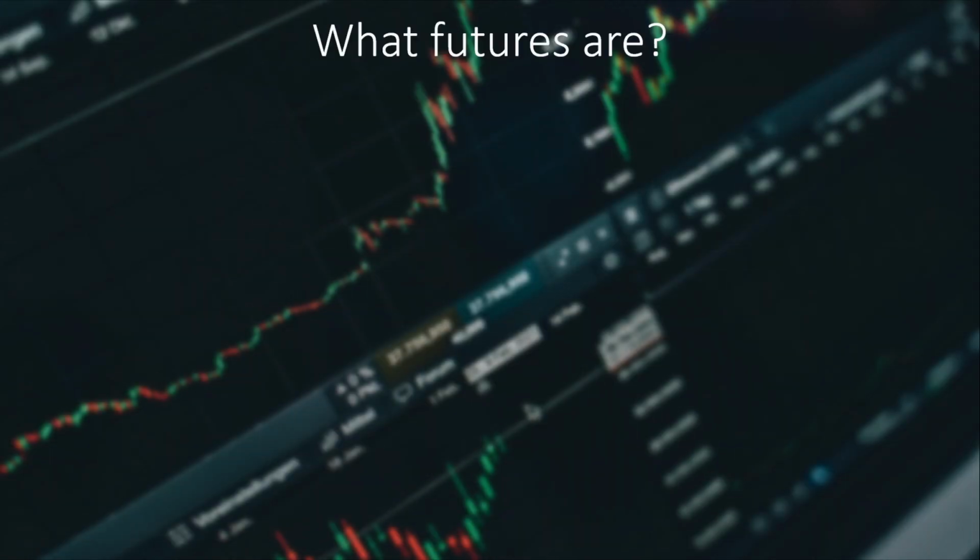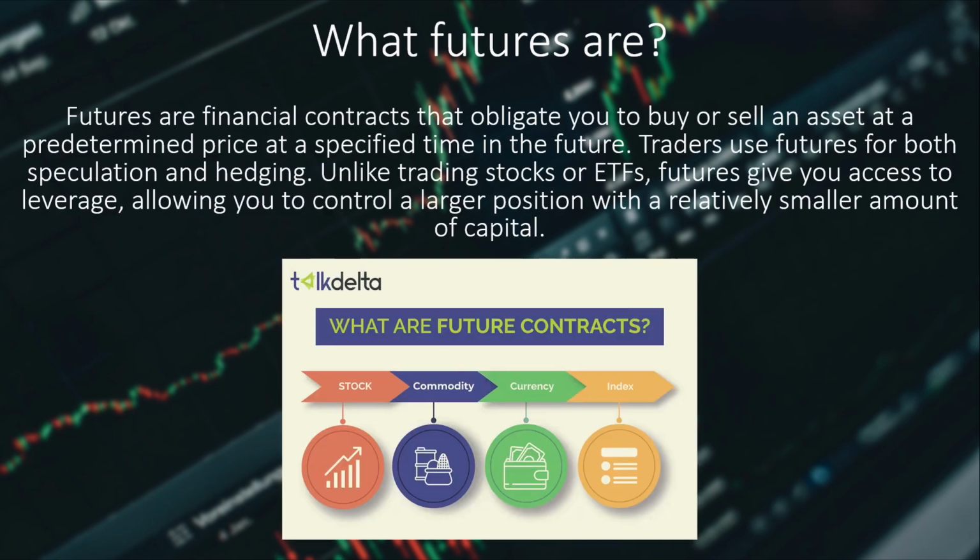First, let's take a moment to discuss what futures are and why trading futures like the NQ might be a better decision than trading traditional indices like the US 100 or the S&P 500. So what are futures? Simply put, futures are financial contracts that obligate you to buy or sell an asset at a predetermined price at a specific time in the future. Traders use futures for both speculation and hedging.